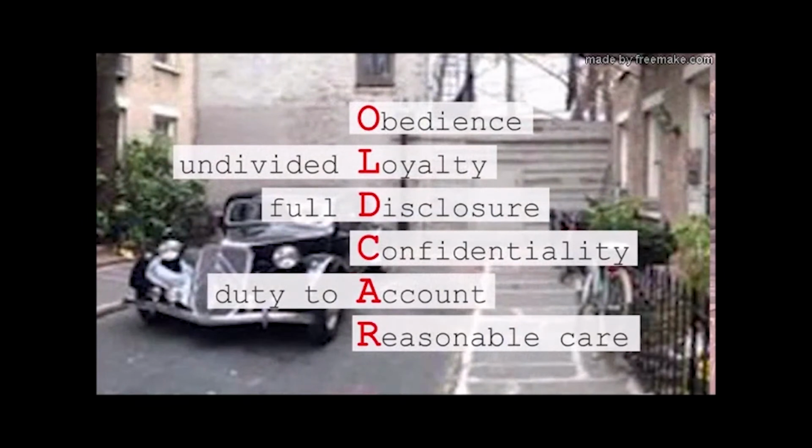A broker has very specific obligations to the party that it's representing, and we use the acronym OLD CAR. The O stands for obedience. The L stands for undivided loyalty. The D stands for full disclosure. The C, confidentiality. A, duty to account. And R, reasonable care. And those are the most important things, the legal obligations that the broker has to the consumer that they're representing. Again, OLD CAR is the acronym.